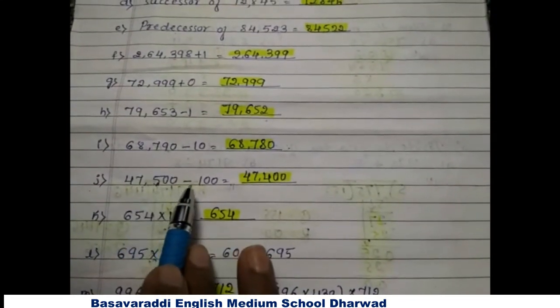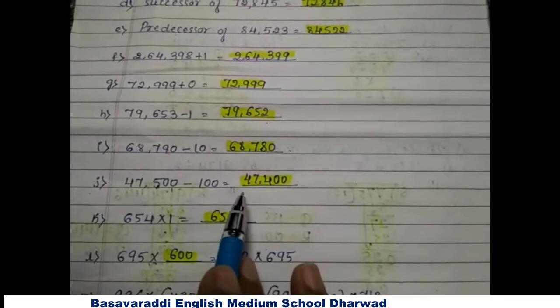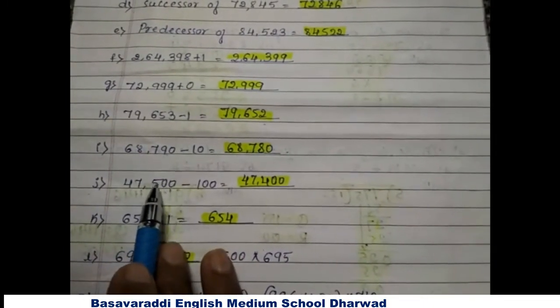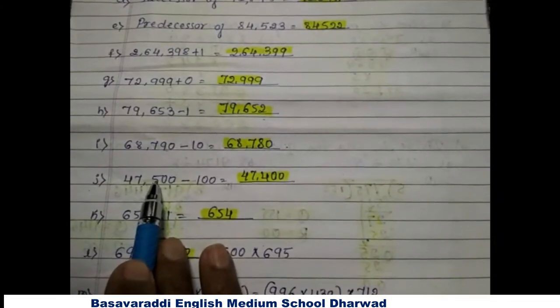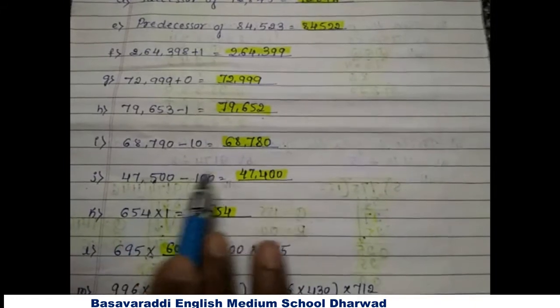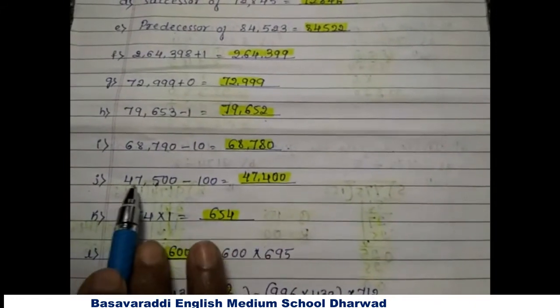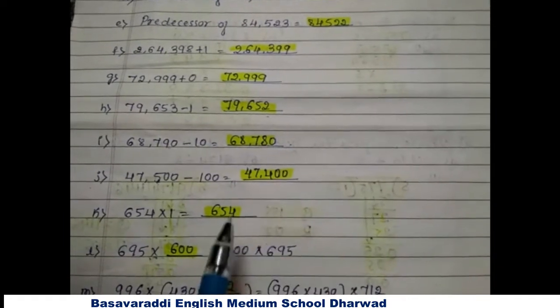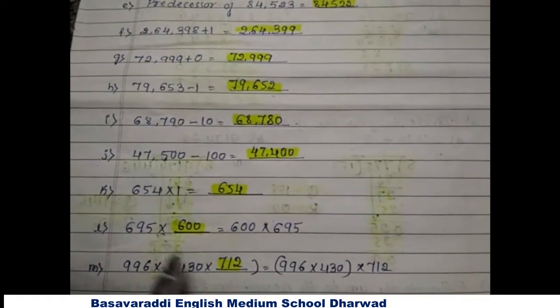The J, 47,500 minus 100. When we subtract 100 from a number, the digit in the hundreds place is decreased by 1. The 500 minus 100 is equal to 400. So 47,500 minus 100 is equal to 47,400.